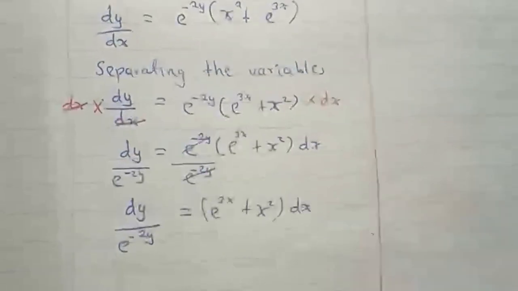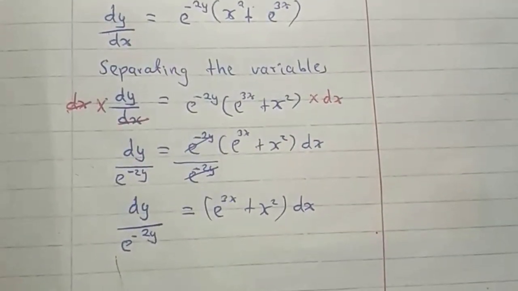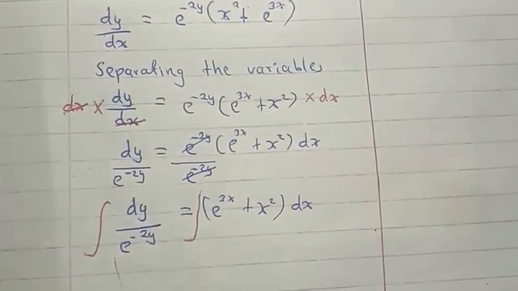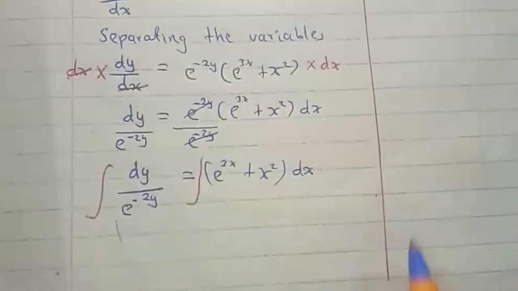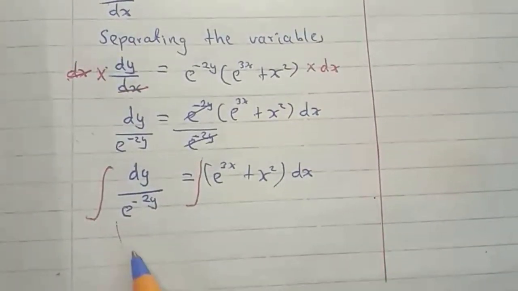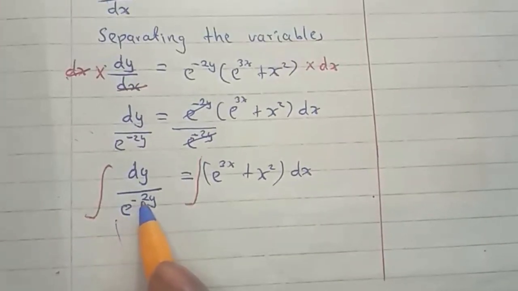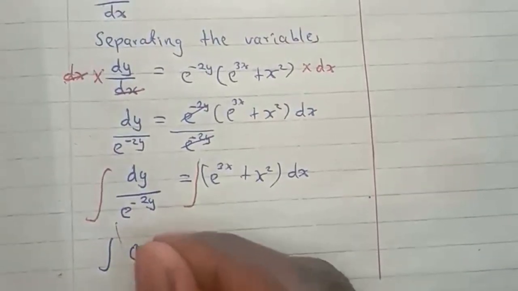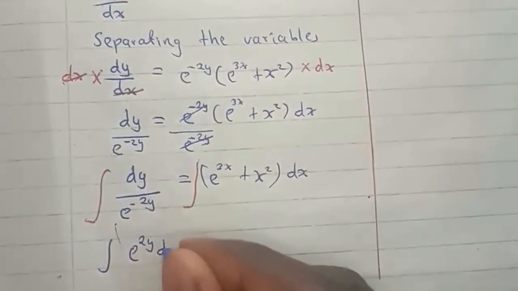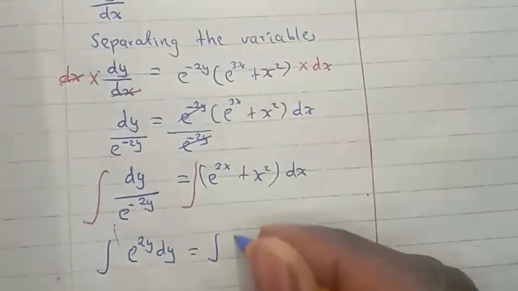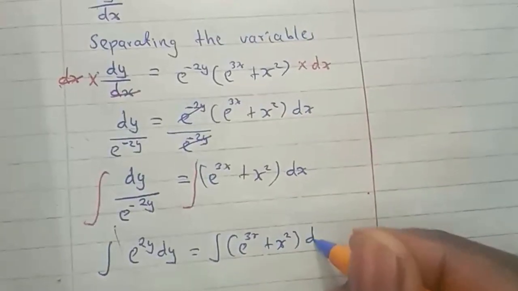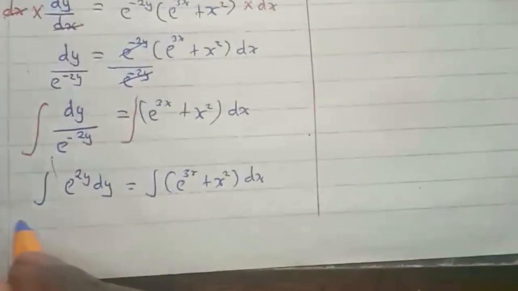And I said in our last video that after this you take the integrals of both sides. We take the integral of the left side and the integral of the right-hand side. Now we know that e raised to negative 2y, we can take it to the numerator so that it becomes positive. So it will be e^(2y) dy = the integral of (e^(3x) + x²) dx. Now we are going to take the integral of this equation.